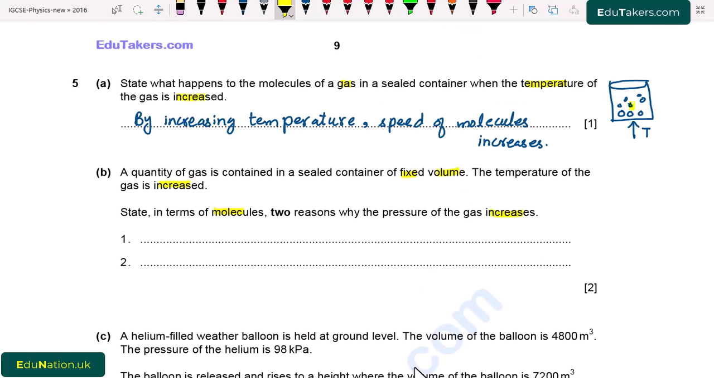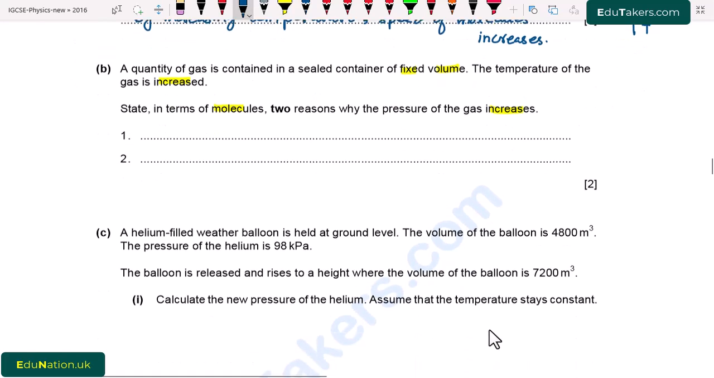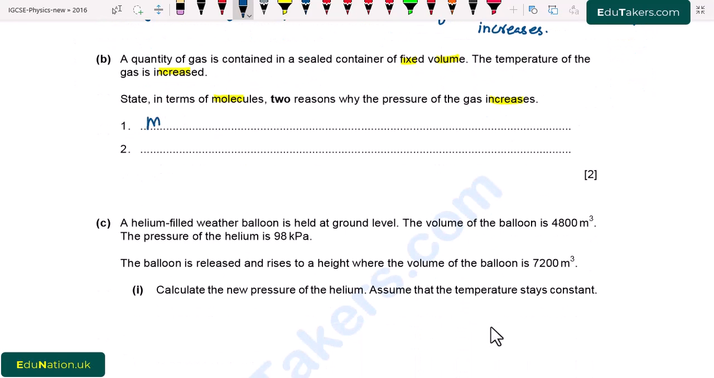as the gas molecules are shown here, they collide with each other and also with the walls of this container. So when we increase the temperature, there will be more collisions. Due to the increase of collisions, there will be more pressure. So I write here: the pressure of a gas increases because of more collisions with the walls of the container.